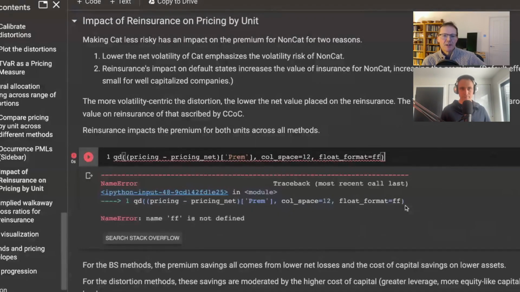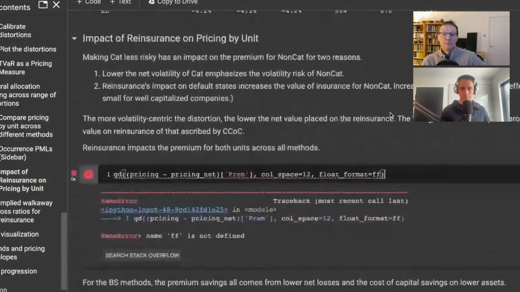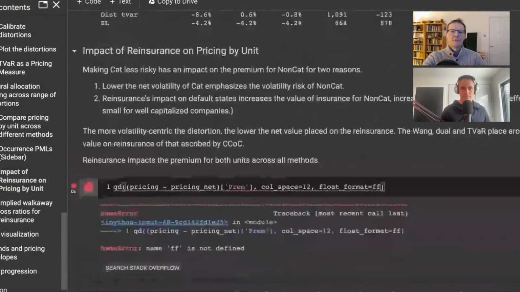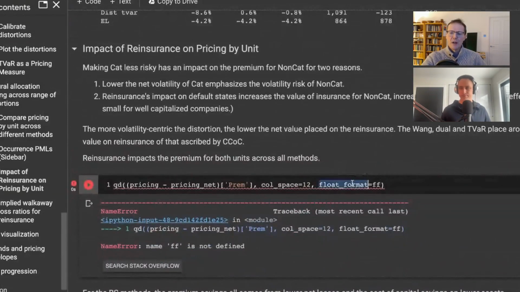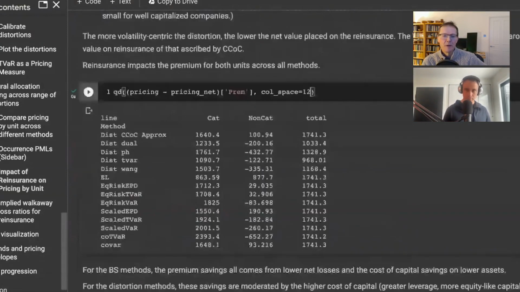What's this? This is just going to be the same. Nope, didn't define FF. Well, that's it. Where did FF get defined? I took F. Just take out the last bit, that. Yeah, take that out and take the comma out. Yeah, there we go.